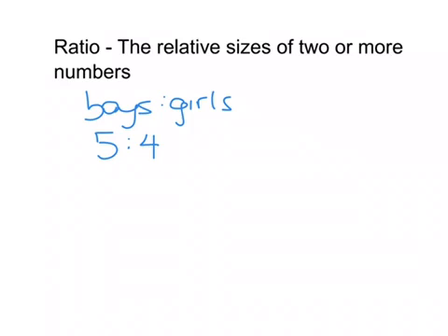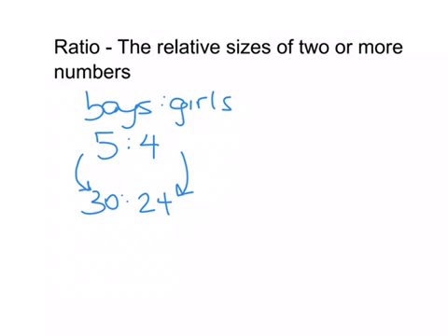Then we can use that to say if there was a larger class, then we might expect, for instance, if there were 30 boys, then there would be 24 girls. Because there has to be a multiplicative relationship in order for the ratios to remain the same. So in other words, because 30 is 6 times 5, then we need to have 4 times 6 to give us 24 girls in the class.